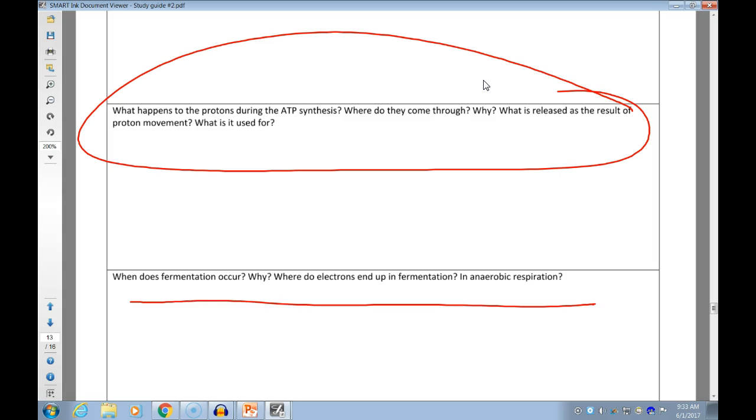Fermentation occurs when what? Microbes cannot use oxygen, right? That's the point. Where do electrons end up in fermentation? Organic molecule, final electron acceptor. In anaerobic respiration, final electron acceptor is inorganic molecule other than oxygen.